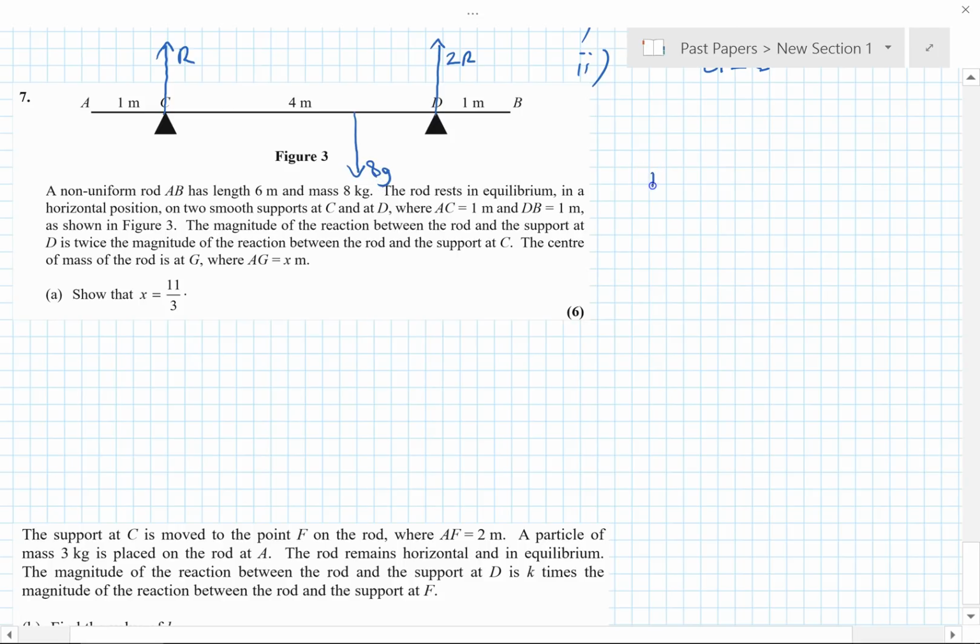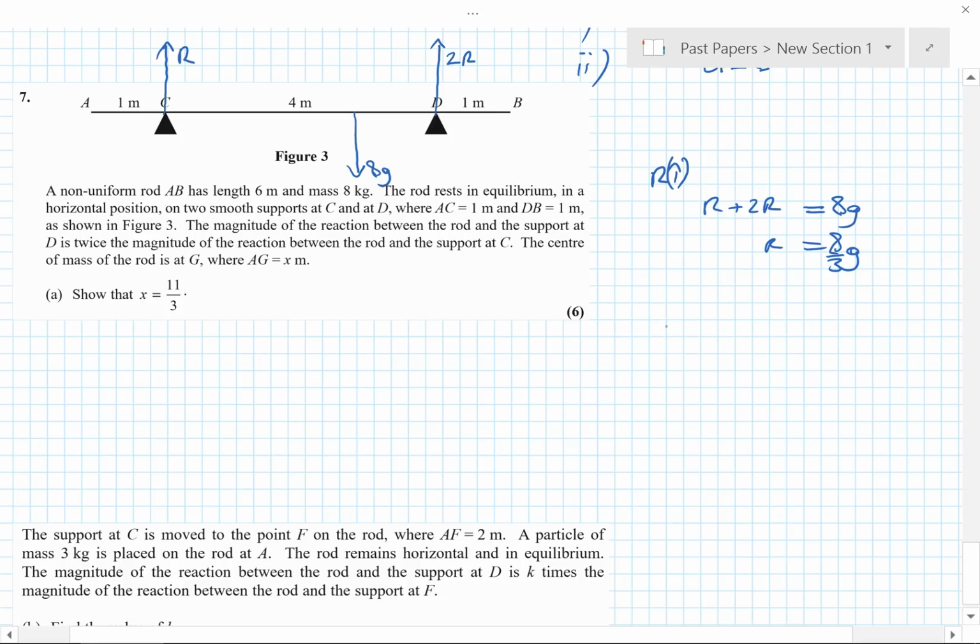Now it always amazes me how few people, in a situation like this, use the most simple facts that we can get. They apply moments equations left, right and centre about multiple places, and we really don't need to. In this case we can just resolve vertically. It's not going to be very hard at all, and you're going to get 2 marks for writing this, which is pretty generous. But if you want to write a moments equation, you're going to be making life quite hard for yourself. So R is equal to 8 over 3g.